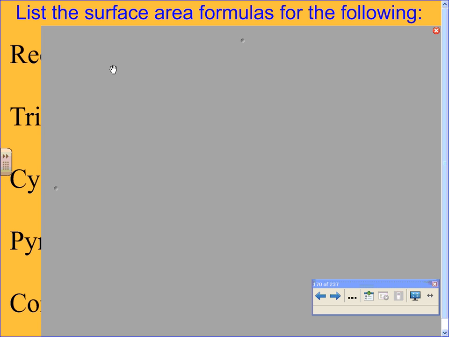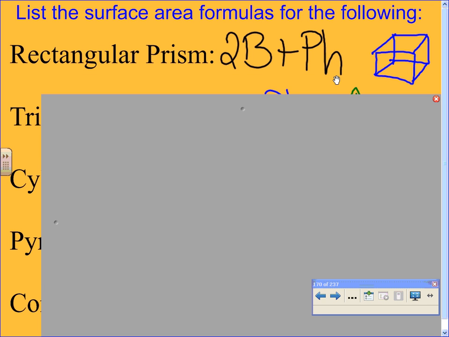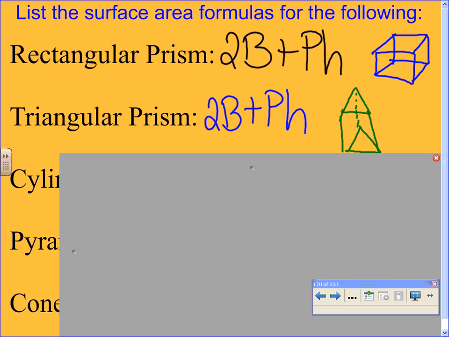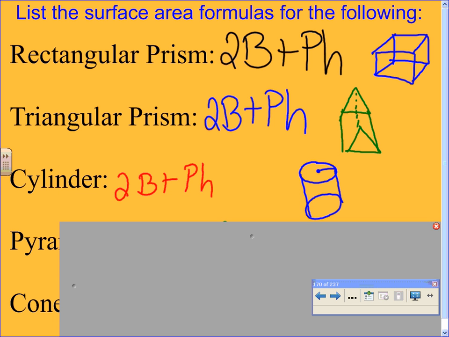Okay, who can raise their hand and tell us the formula for surface area of a rectangular prism? Sean. Good. Triangular prism. Justin. Good. And I tried to draw pictures of what they look like. Jeremy, cylinder. Okay, how do we do it though? The condensed version. You're right. Okay, you don't know? Alyssa? Good. 2B plus CH. So I'm going to put underneath here 2B plus CH.